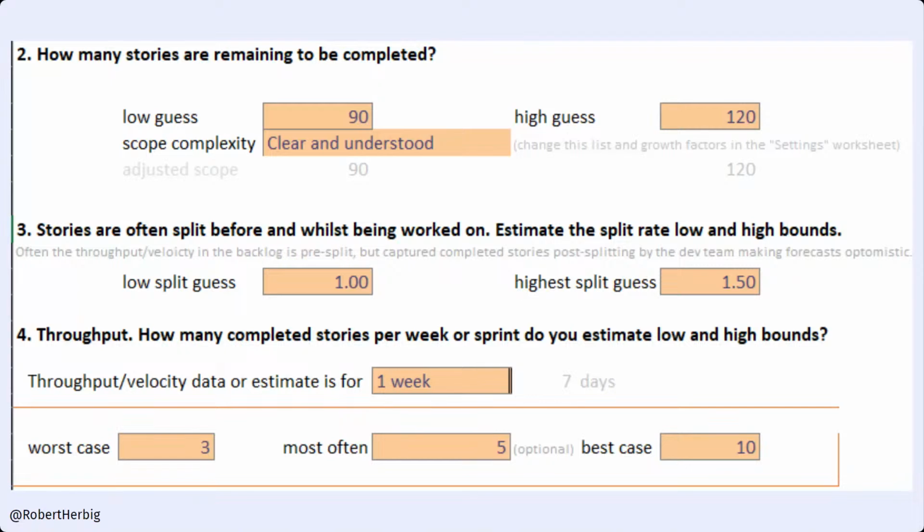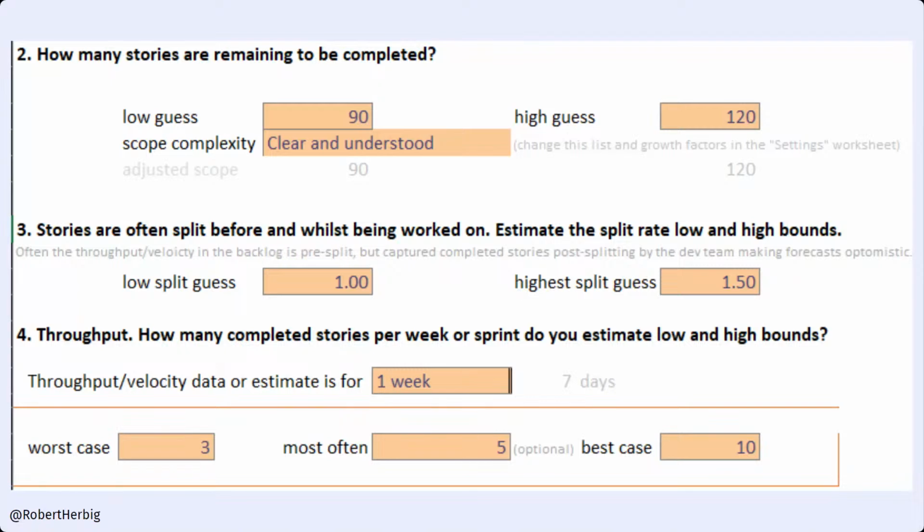Throughput and velocity, and you estimate what it is for the team. Now, none of these should be done in isolation. I've in fact written a whole blog post with more detail about each of these inputs and the right conversations to have about them. But I do want to emphasize the conversations are the important part here.